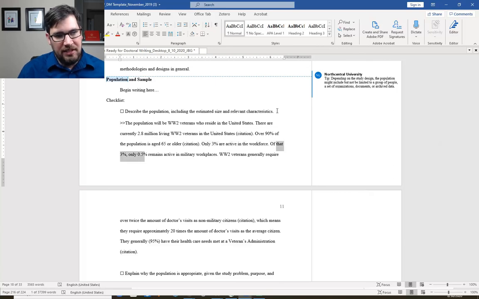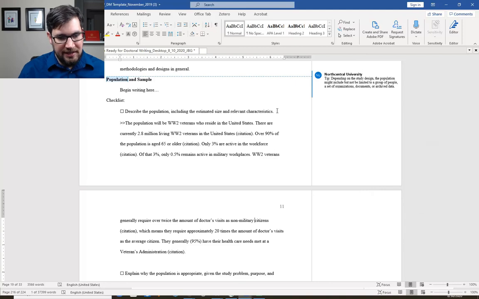Of that 3%, only 0.5% remains active in military workplaces. World War II veterans generally require over twice the amount of doctor's visits as non-military citizens of the same age, which means they require approximately 20 times the amount of doctor's visits as the average citizen.